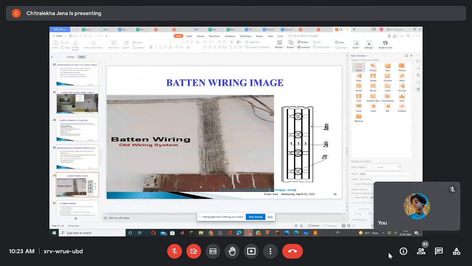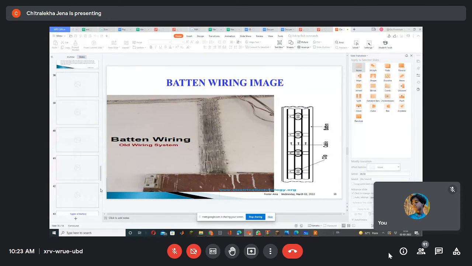Next is batten wiring. Have you seen this batten wiring? Yes, it is the old wiring system. Most of you have seen it. This uses wooden battens. You'll see these are the battens. They are made up of wood. That is wooden batten wiring.